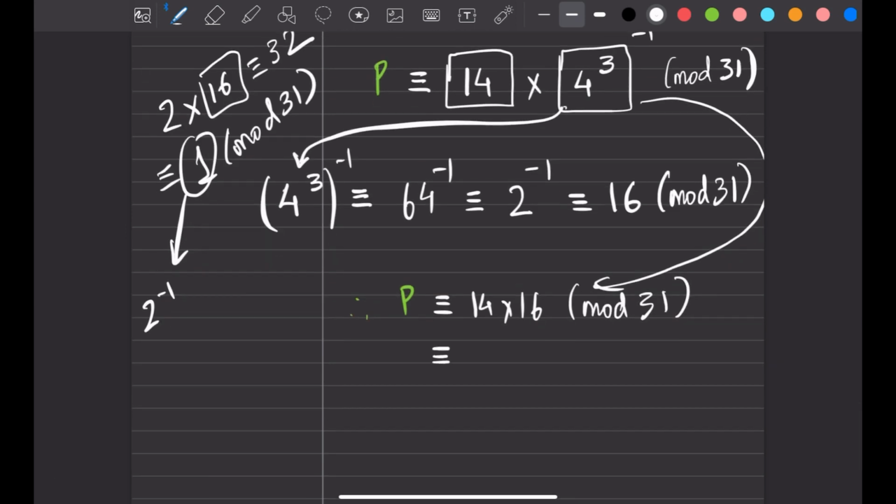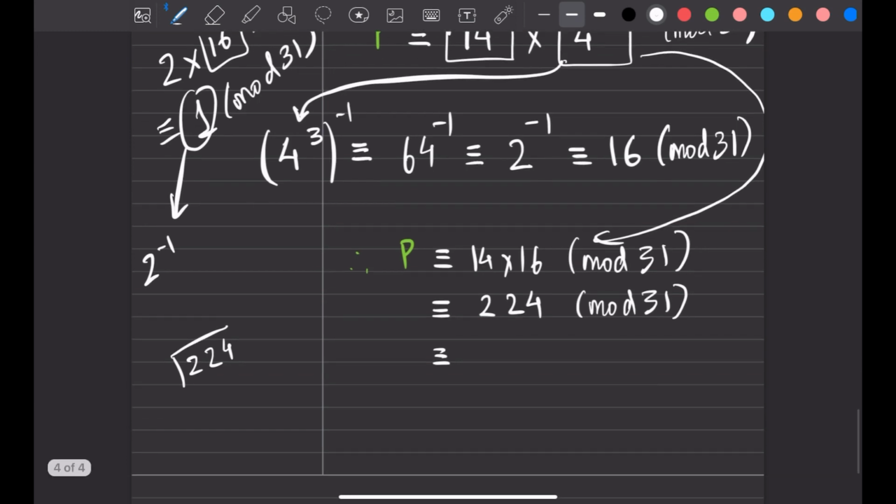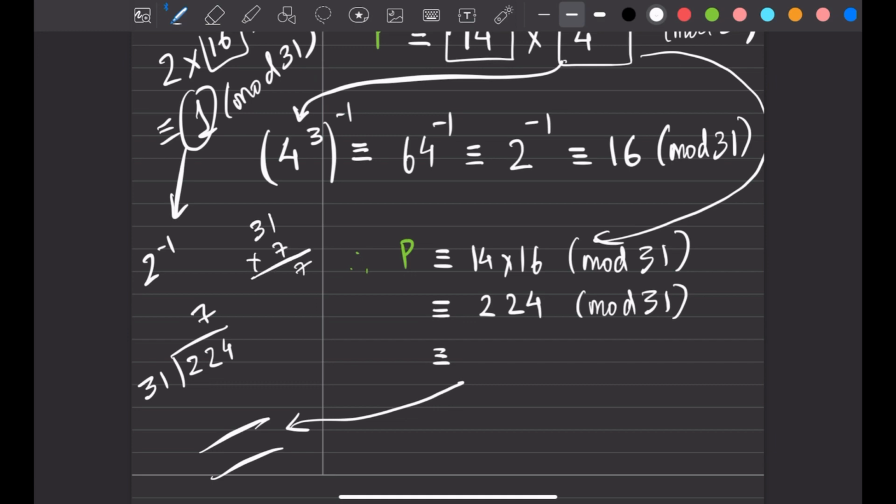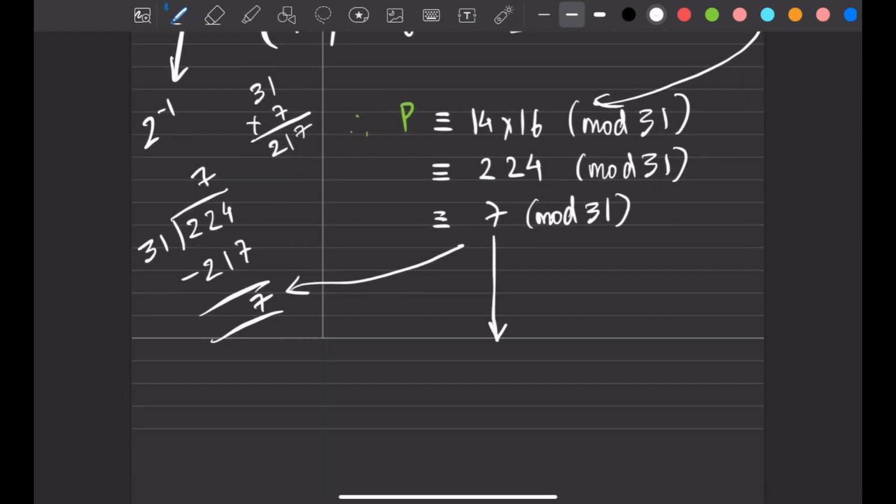But what is 14 multiplied by 16? 14 multiplied by 16 is 224 modulo 31. And I want to find out 224 is congruent to which number modulo 31, which means I want to find out the remainder obtained when you divide 224 by 31. If you multiply 31 with 7, what do you get? 31 multiplied by 7 is 217, and the remainder is 7. Okay, so this is the numeric equivalent of our plain text, which corresponds to the letter H. And this is how the receiver gets the plain text through his private key.